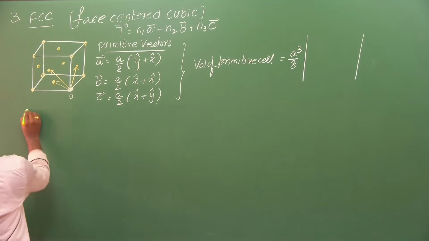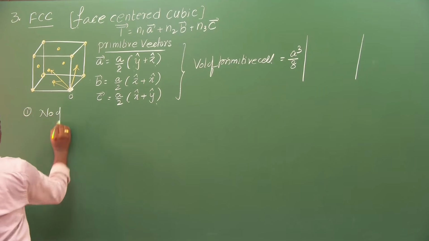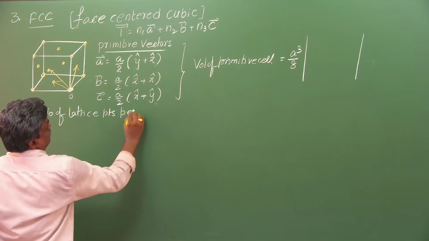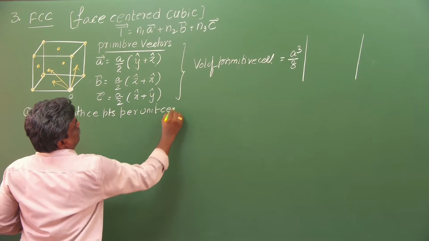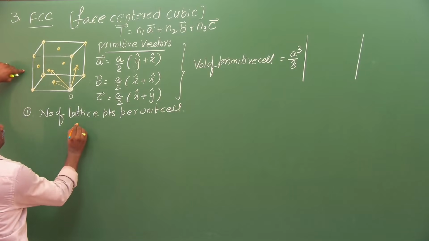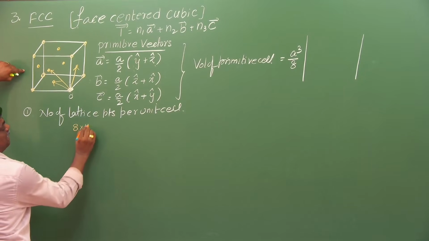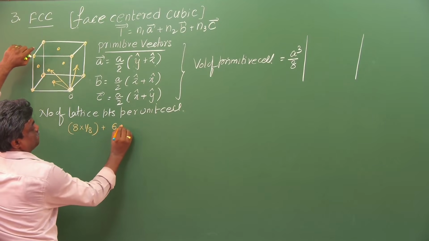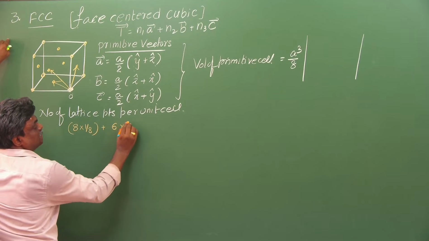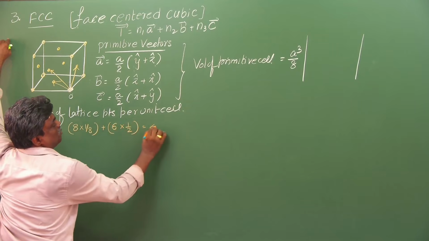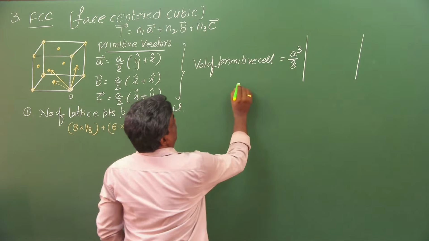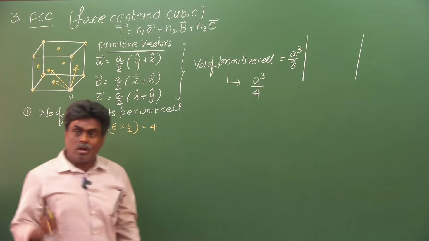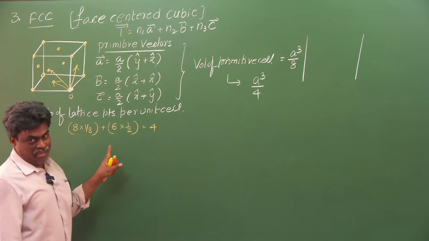Okay. Next one. Number of lattice points per unit cell. So 8 corner points are there. Sharing is 1 by 8 plus 6 face center atoms. 6 face center atoms are there. Sharing is so total how much? So now tell me. Here definitely volume of primitive cell equal to a cube by 4. Volume of unit cell by number of lattice points per unit cell.